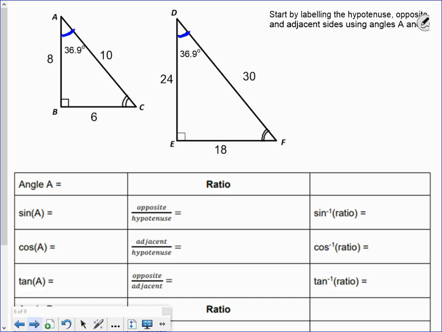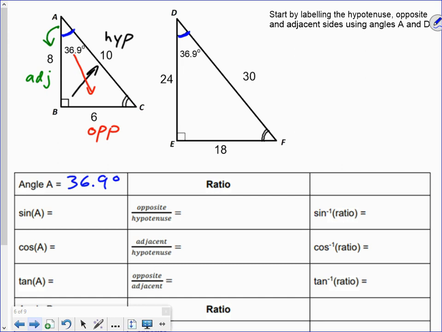Before we do any of that, let's label our hypotenuse. I'll start with triangle ABC. So our hypotenuse is going to be over here. If the angle that we're interested in is angle A, if we come across, this is going to be our opposite side down here. And the side that is next to it is going to be the adjacent side over here. So the angle A that we're working with is 36.9 degrees.